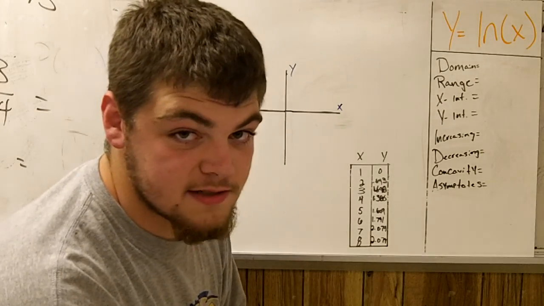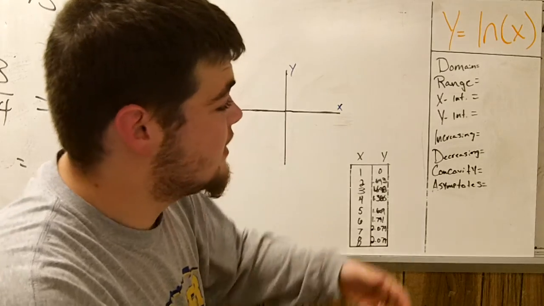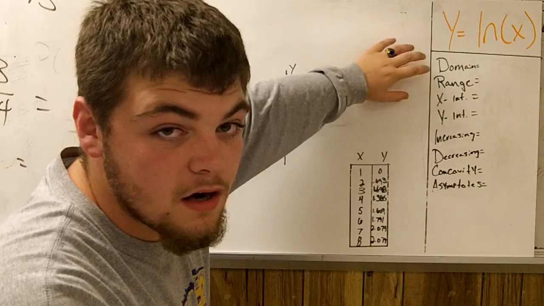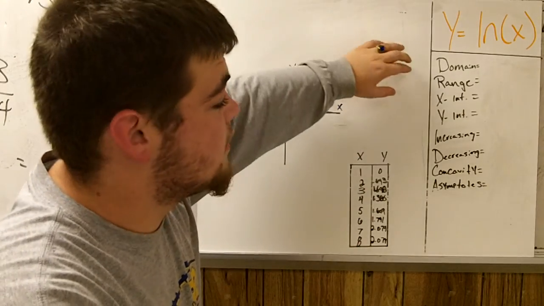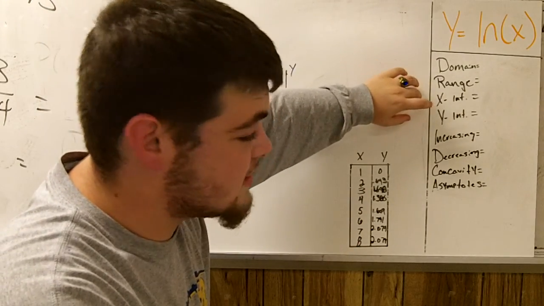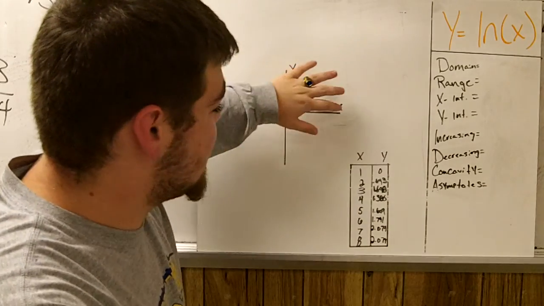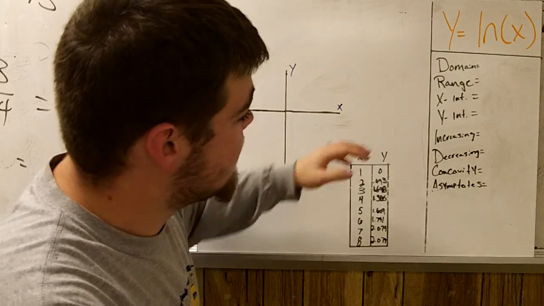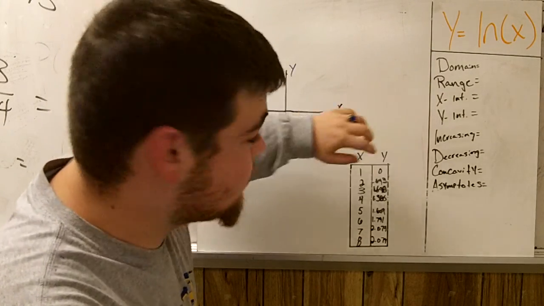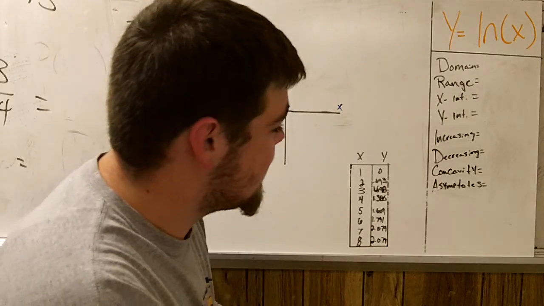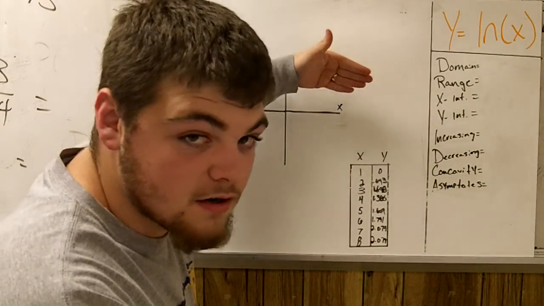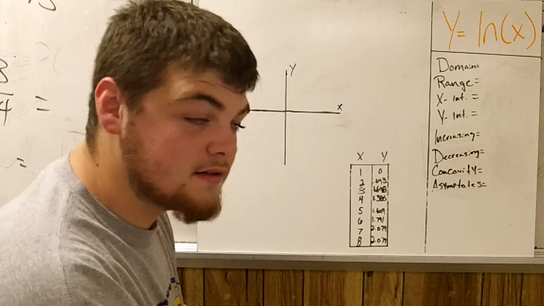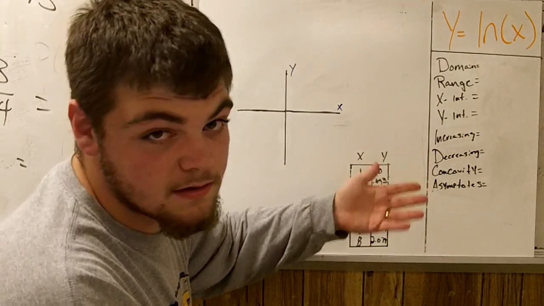All toolkit functions have characteristics, such as domain and range. The domain is the x values, the range is the y values, the x-intercept is where it crosses the x-axis, and the y-intercept is where it cuts through the y-axis. Also, whether or not it's an increasing function: you read it from left to right to decide whether it's increasing or decreasing.